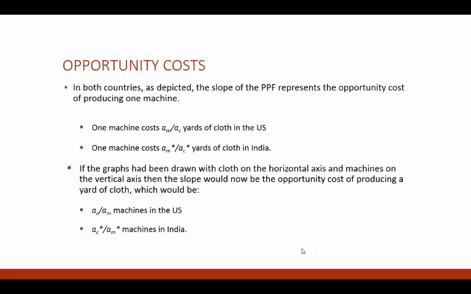It's important to note that the slope, as drawn, with the quantity of machines on the horizontal axis, is AM over AC, which is the opportunity cost of producing a machine. If we had our linear characterization as having quantity of machines being described by the quantity of cloth, we would have had the quantity of cloth drawn on the horizontal axis, and as a result the slope would have been AC over AM, which now describes the opportunity cost of producing a yard of cloth.